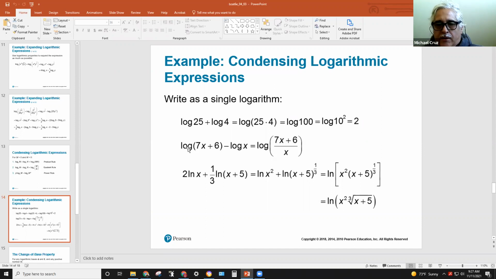This one is the log of 7x plus 6 minus the log of just plain old x. Again, these are common logarithms, all base 10. That's what that means. So the 7x plus 6 goes in the numerator and x goes in the denominator. That's really all we can do.